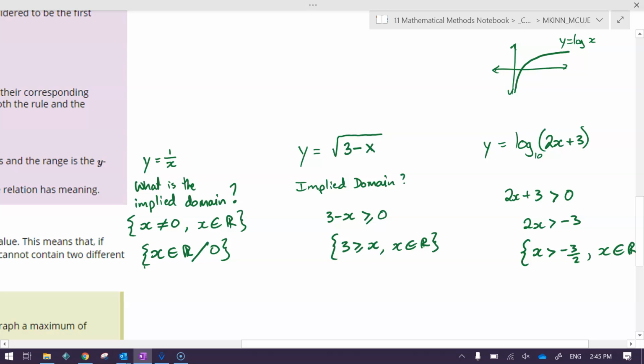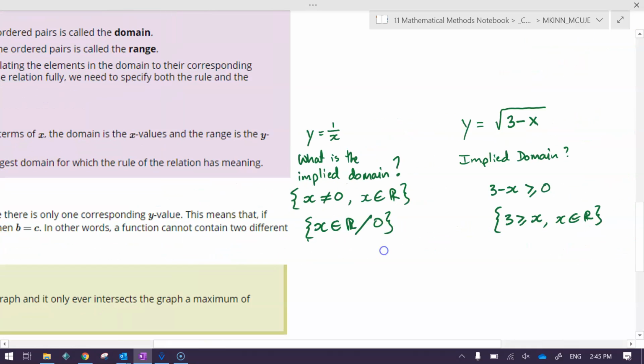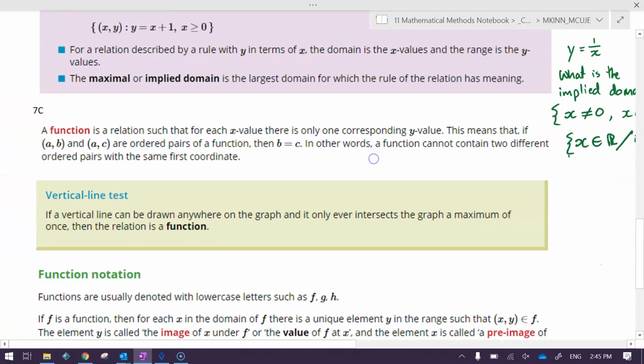Those domain questions, you'll get heaps of practice at them over the next 2 years. It'll become second nature. You just have to really think about what are the things I'm not allowed to do in maths. I'm not allowed to divide by 0. I'm not allowed to square root negative numbers in the real number system. Can't find the log of a number if it's not positive. All of 7b is to do with that.